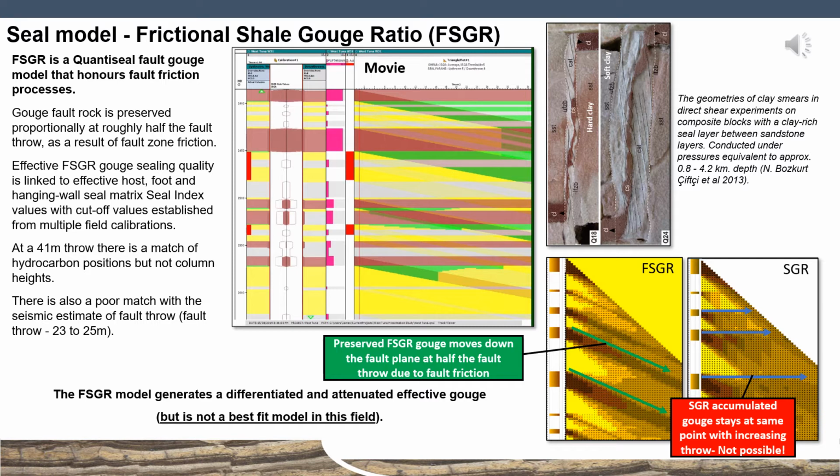This movie tests an FSGR model, frictional shale gouge ratio, where once the gouge is generated in the fault core, it continues to move down the fault in the direction of throw due to ongoing fault friction. You can see here that the match isn't very good, and on that basis this model fails. In the bottom right you can see the difference between the FSGR and the SGR plot, where any gouge generated is moved down the fault at roughly half the throw for any point.